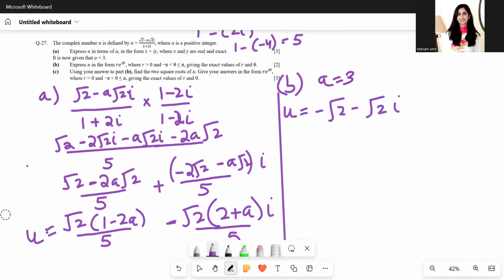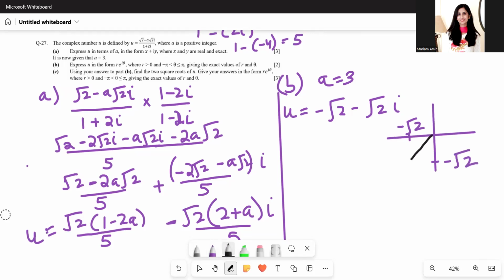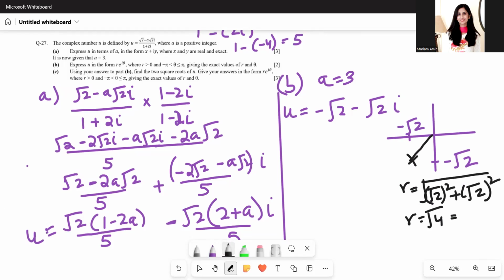And now we have to express this in r e^(i theta) form, that is polar form. So for polar form, let's plot it. X value is negative √2, y value is negative √2, and we find r is equal to the square root of (√2) whole squared plus (√2) whole squared. Basically, we've applied Pythagoras theorem on it. So r equals square root of 2 plus 2, which is 2. So r comes out to be 2.